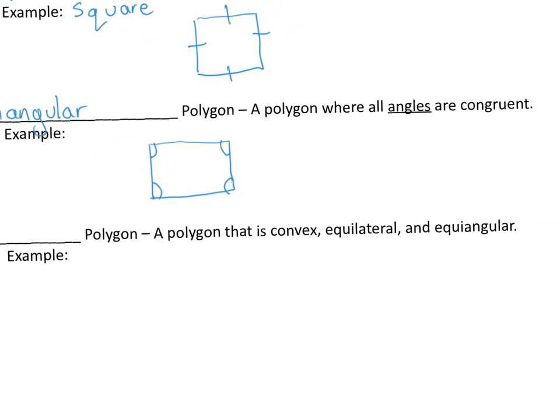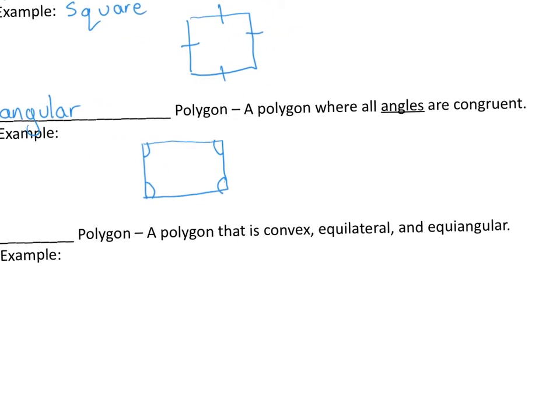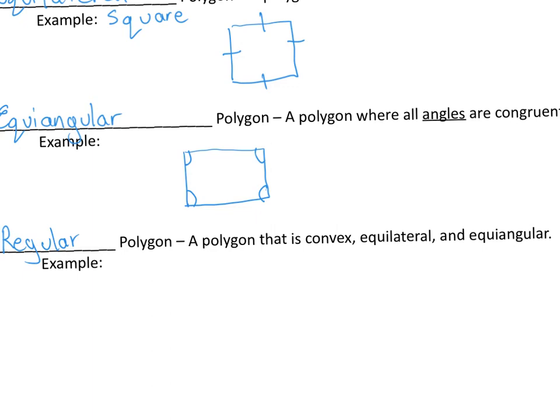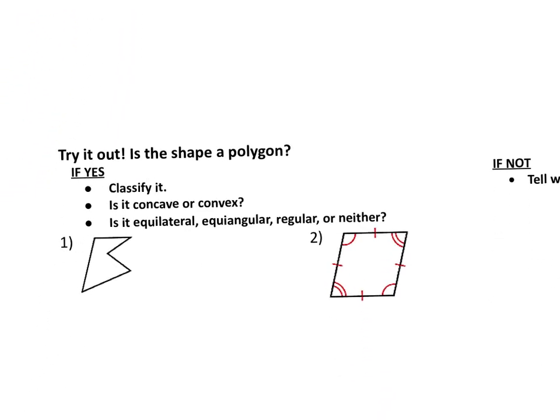A polygon that is convex, equilateral, and equiangular, we call these regular. A regular polygon is where it's everything. It is all pointing out. It is equilateral and equiangular.